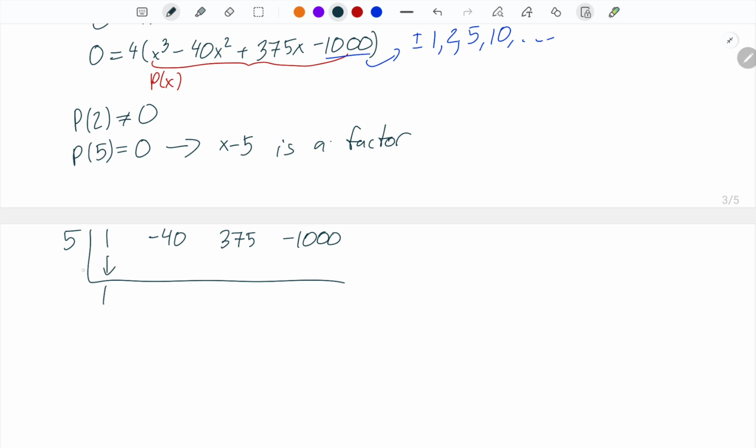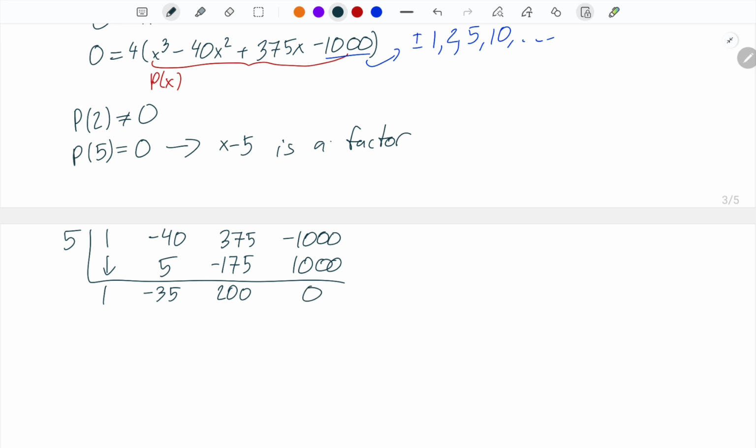So drop the 1, multiply by 5, combine those two, and that gives you 35. Multiply by 5. This is where you need to pull out your calculator. That's going to be negative 35. And then multiply that by 5. Okay, that's going to be negative 175 plus 375. That nicely gives us 200. With 5 gives you 1,000, which cancels out with the negative 1,000, leaving your remainder 0, which is what we want.